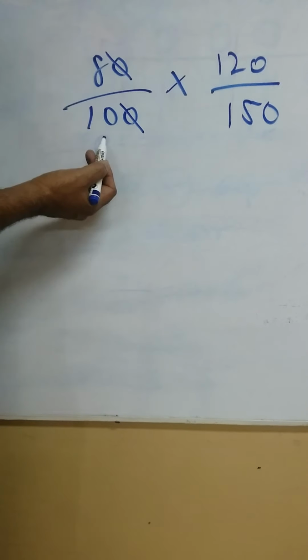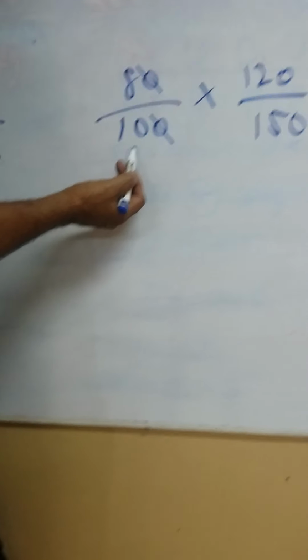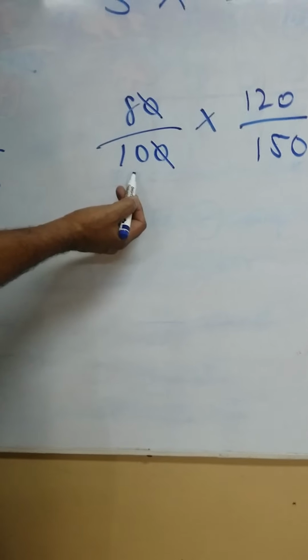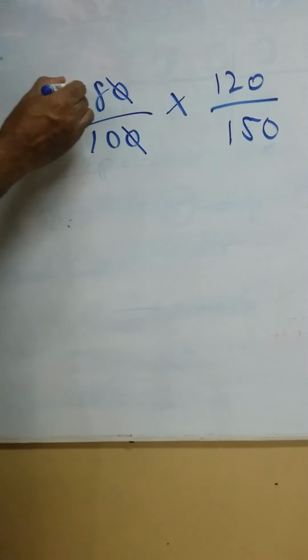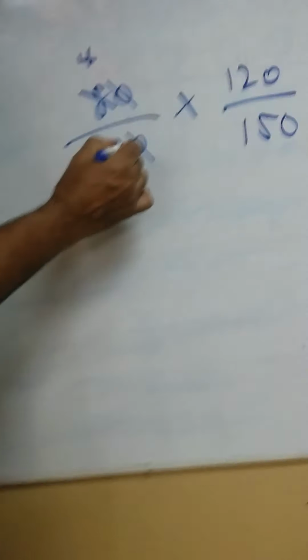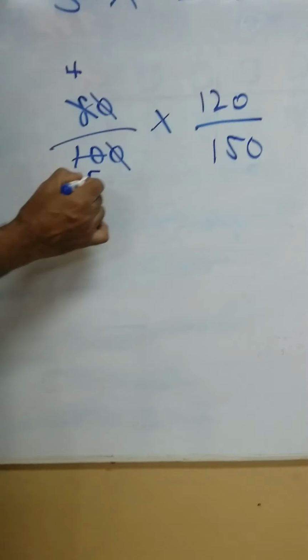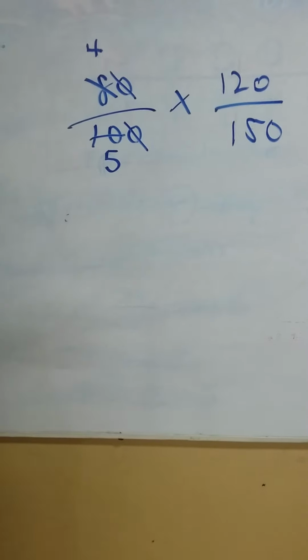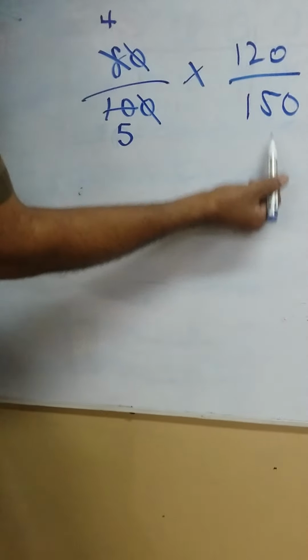Can this reduce? Can the 8 and the 10 reduce? Yes. What can we use? The common factor is 2. 2 into 8, 4. And 2 into 10, 5. Let's look at this. Let's reduce this way now.